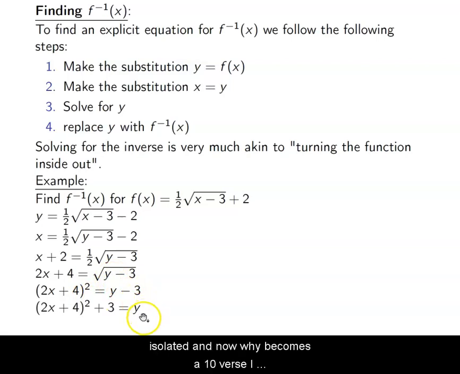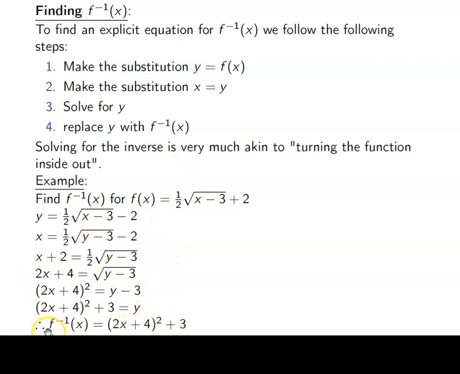So I have my y isolated, and now y becomes f inverse. I basically took in my input and moved everything else to the other side. And that's my inverse function. I had a square root here, and my inverse function is a quadratic. Okay, so let's do another example.